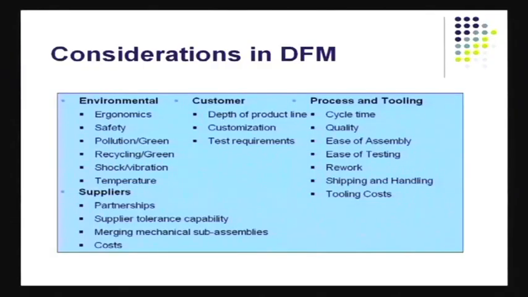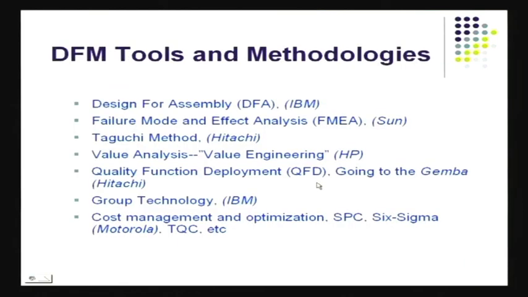And of course, processing and tooling. The processes have their constraints of cycle time, and that has to be optimized again. Quality has to be looked after. Ease of assembly, ease of testing, rework, shipping and handling, all these things have to be done right. So today, design for manufacturing would require you to go into all of these things. None of these things can be left out, and you hope to get a good design done. That's just not possible anymore.